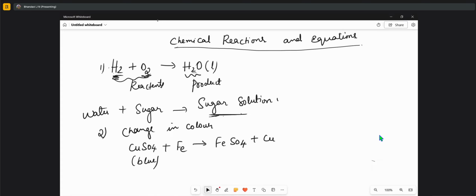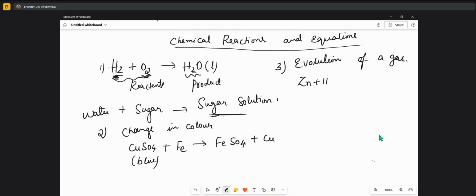Next comes the evolution of a gas. The reactants may not be a gas, but in the product there may be an evolution of a gas. Example, evolution of a gas.